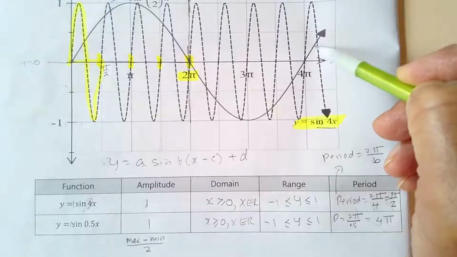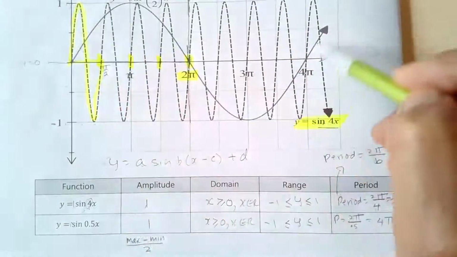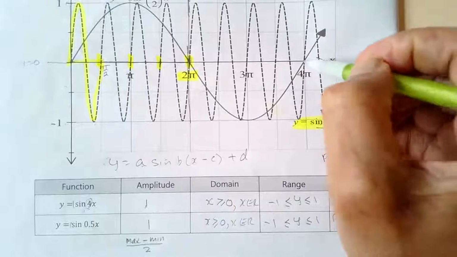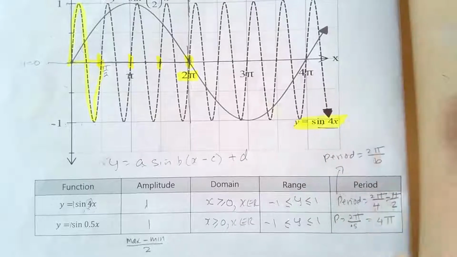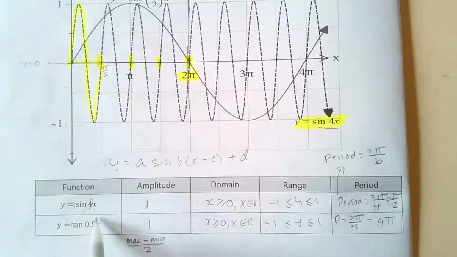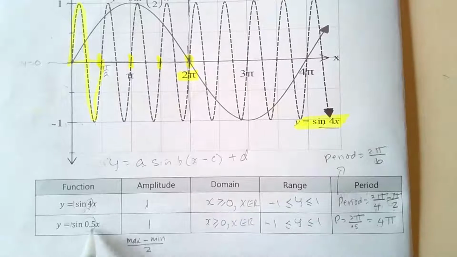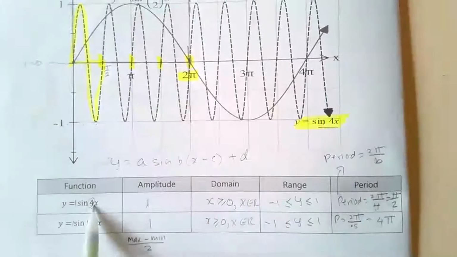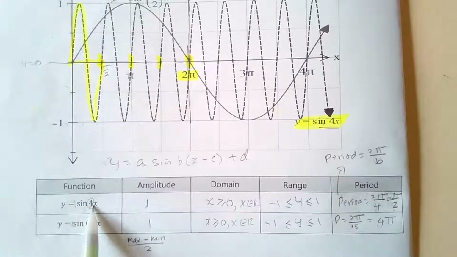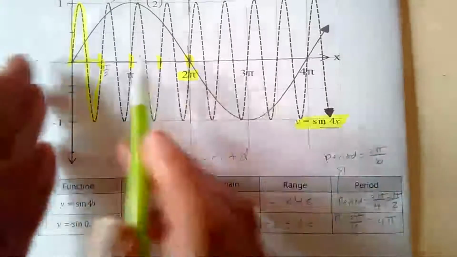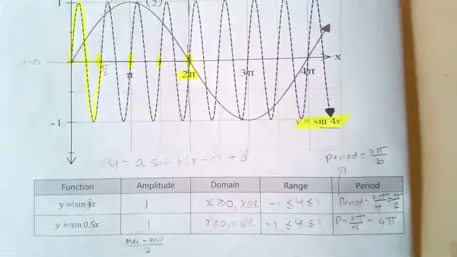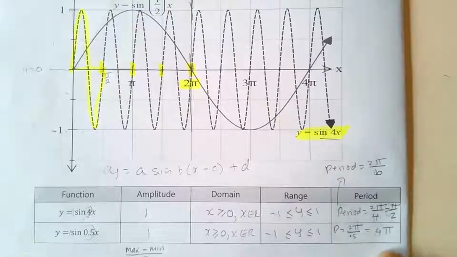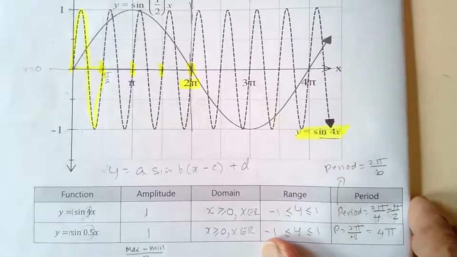So in other words, for one period will stretch to 4 pi. So if b is between 0 and 1, we know there's a stretch. And here you have the stretch. If b is greater than 1, you have a compression. So it compresses. So that's finding b.